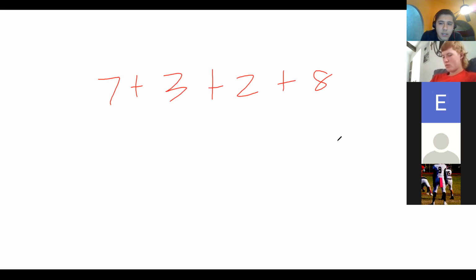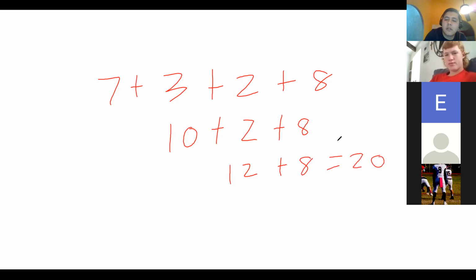So we're going to do 7 plus 3. That gives us 10. And 10 plus 2, which is 12. And 12 plus 8, which gives us 20. And this is how you should be showing your work as well, in this similar way, right? We do it step by step. We add a couple of numbers at a time.